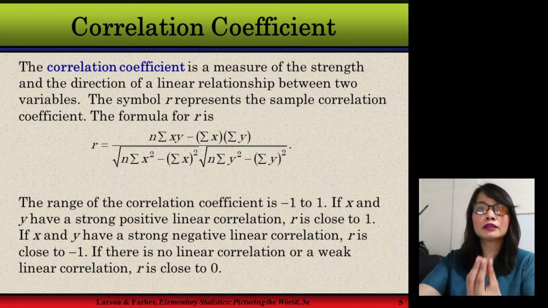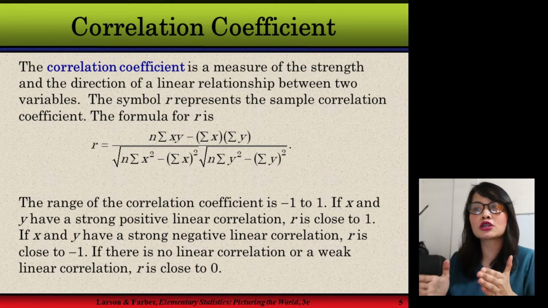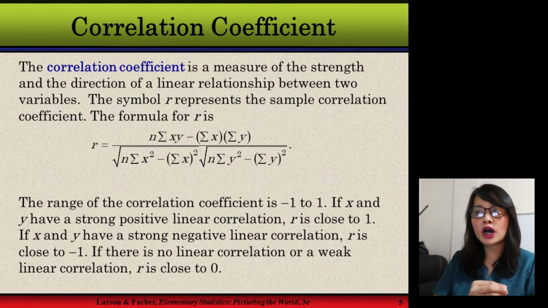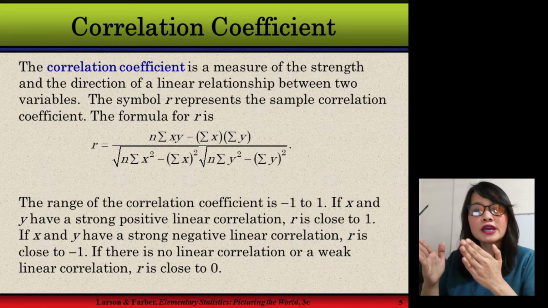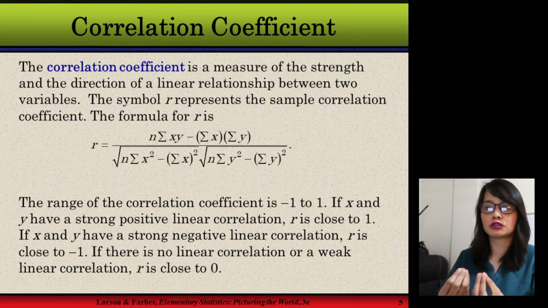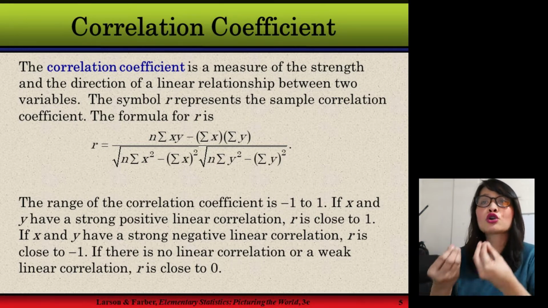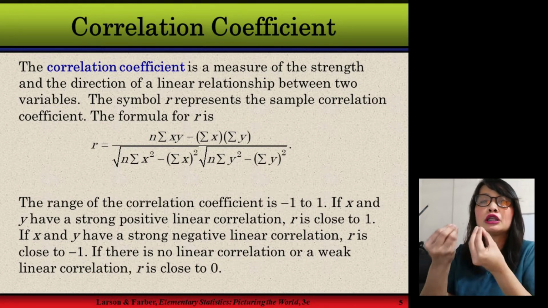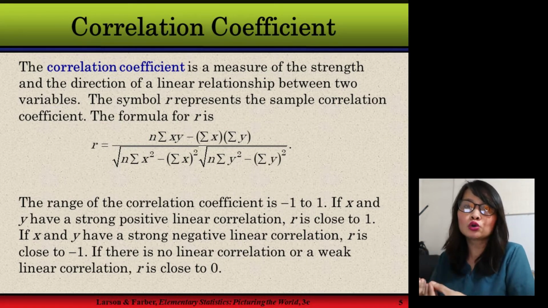Take note of the range. The range of the correlation coefficient is -1 to +1. If x and y have a strong positive linear correlation, the value of your correlation coefficient, denoted by r, is close to 1.